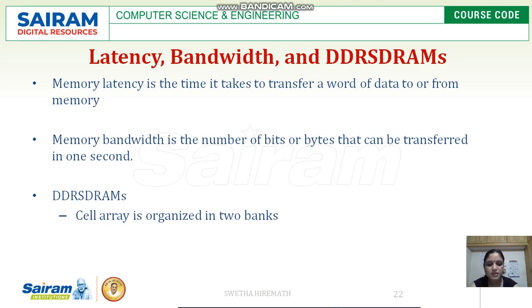So this is about the synchronous DRAMs, and the parameters required to perform the operations in the memory, that is the latency and the bandwidth, and also about DDR DRAM, which is used to increase the capacity of transfer of data.